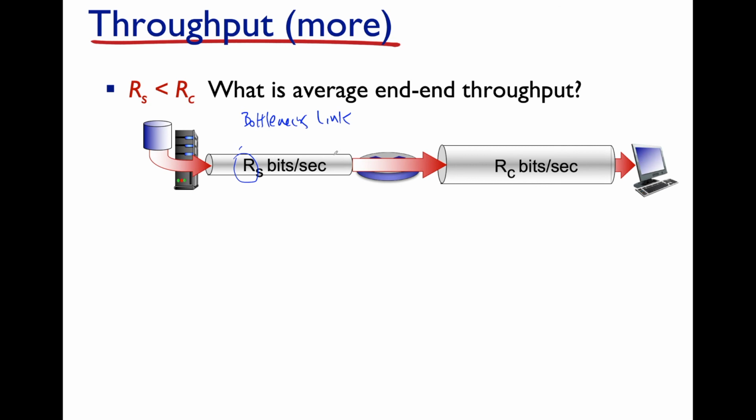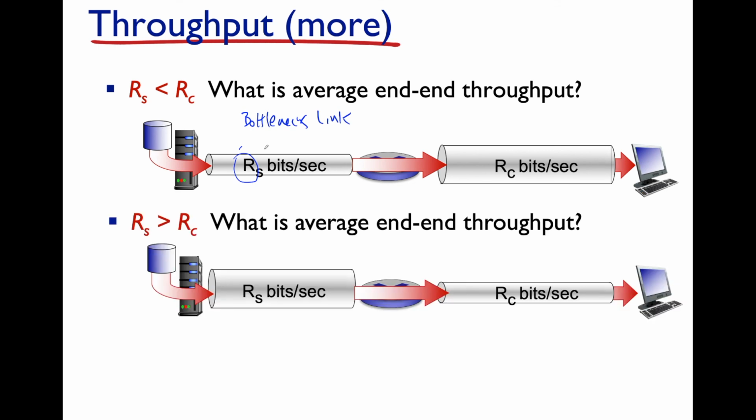And the reason for that is, well, if you're transmitting at RS, the router will never see data faster than RS bits per second. So therefore, any data that comes into your link is never going to be more than a rate of RS. Your end-to-end communication between the endpoints is always limited by the slowest link's bandwidth, the bottleneck link.